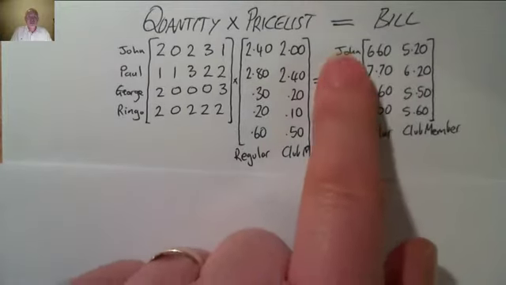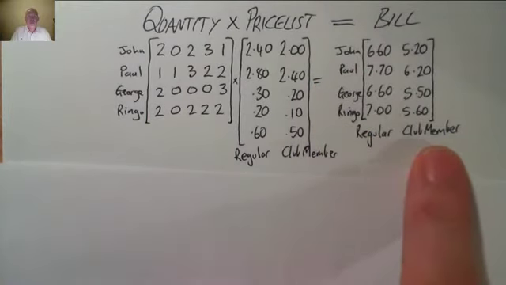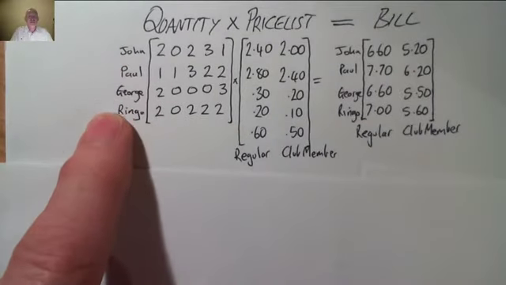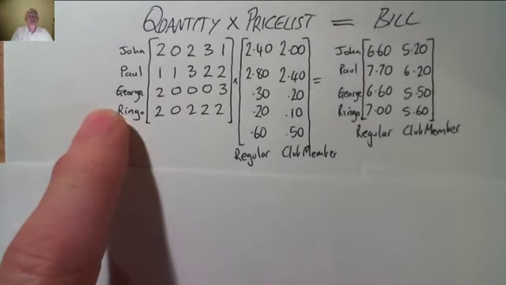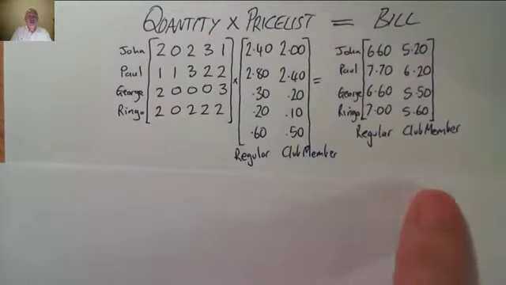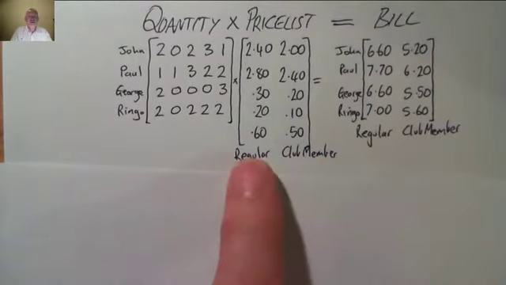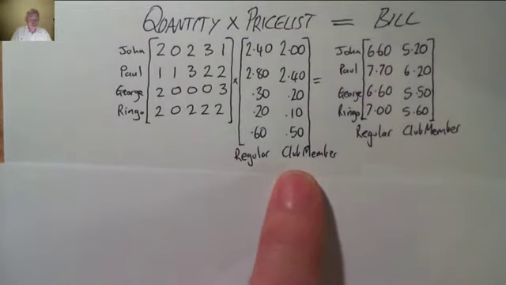So where did the 4 come from in this 4 by 2 matrix? The 4 came from the number of rows in our first, or left hand, matrix. Where did the 2 come from? The 2 came from the number of columns in our right hand matrix.